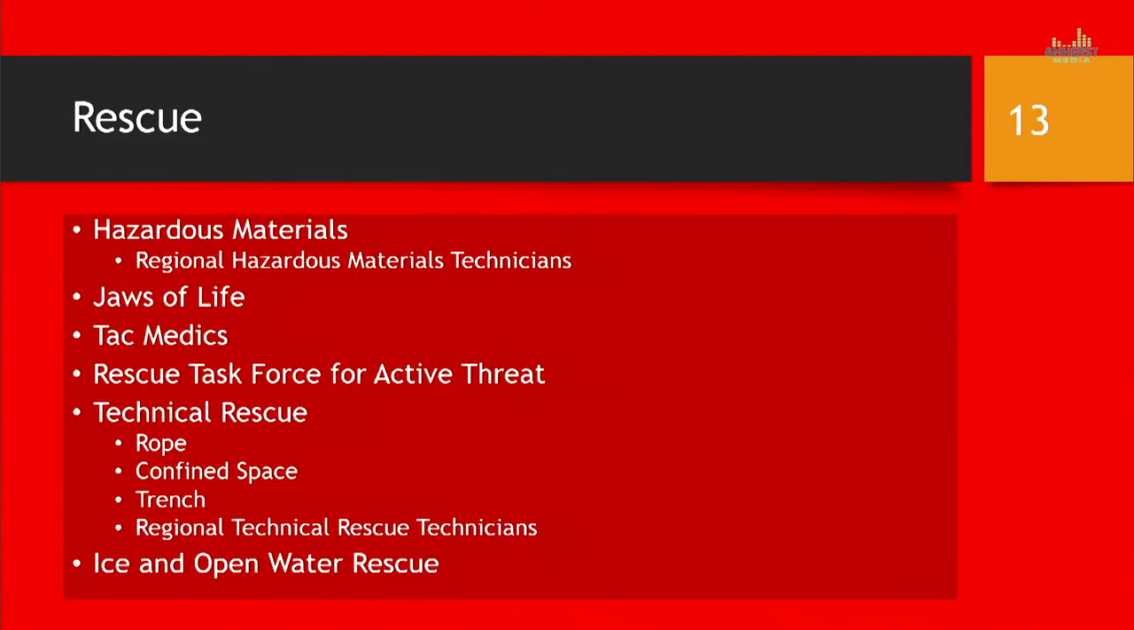So tech rescue is high rope, high angle, confined space, that type of thing. We have our own team. We've had a team here for the Amherst team for 20 years. 20 years. And from that sprung the regional tech rescue team. Many of our members are founding members of that group. And of course, we do ice and open water rescue here.